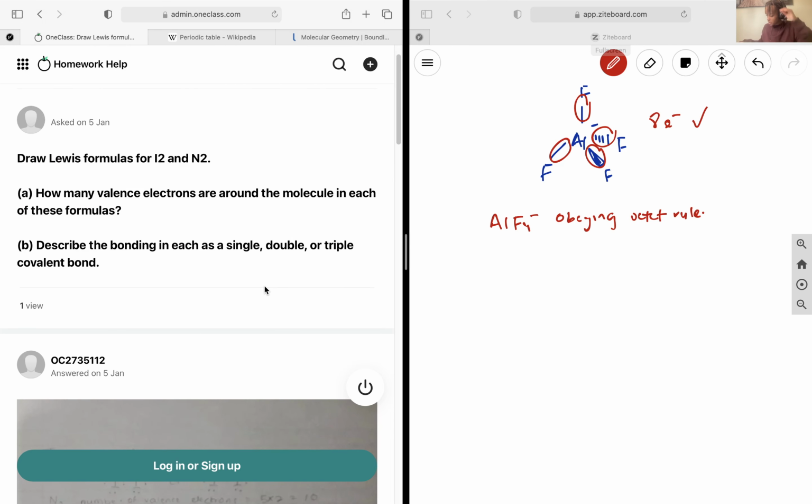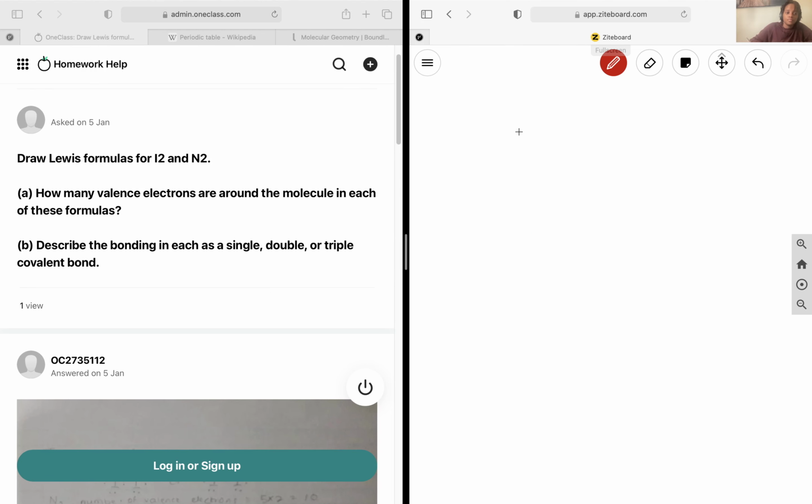Okay, next up, I would like to draw the Lewis structures for I2 and N2. Let's start with I2. That should have 7 by 2, so 14 electrons. We already know halogens like to make one bond, so let's start with just the one bond around each. And let's see if all of our valence electrons are satisfied. 2, 4, 6, 8, 10, 12, 14. Octets are all filled.